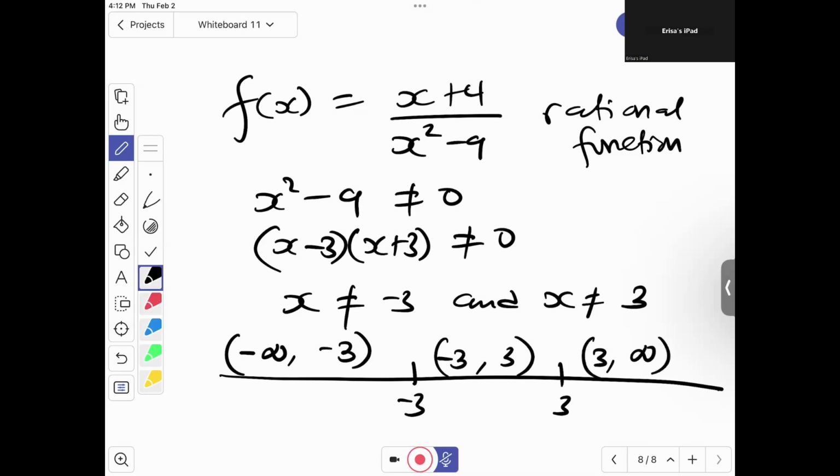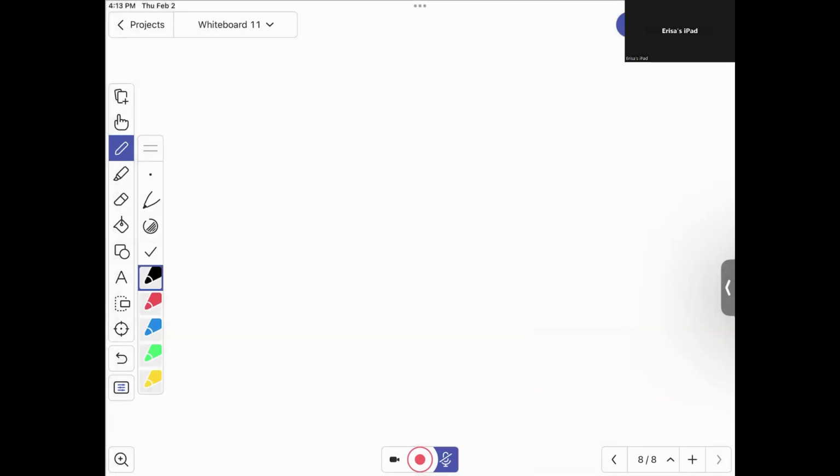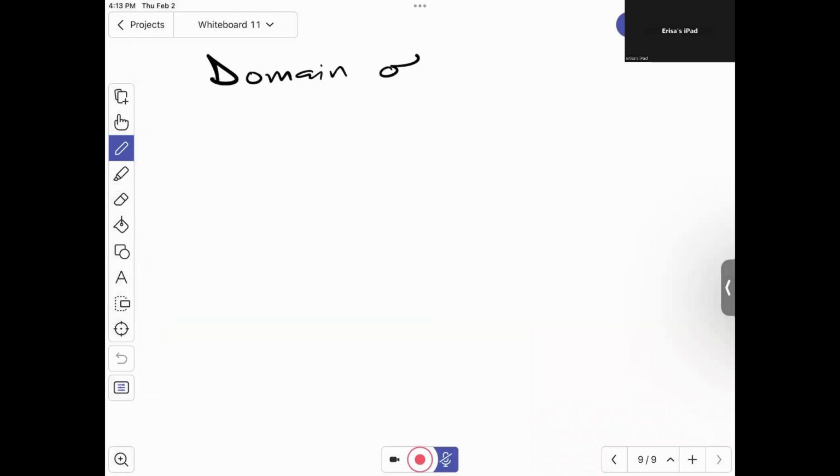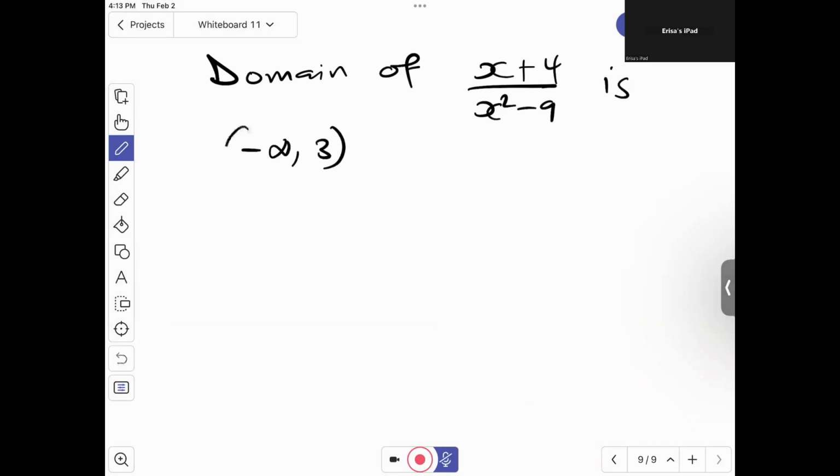So the domain of (x + 4) divided by (x squared minus 9) is negative infinity to negative 3, an open set, union negative 3 to positive 3, then union 3 up to infinity. That's the domain of that rational function. It excludes just negative 3 and positive 3.